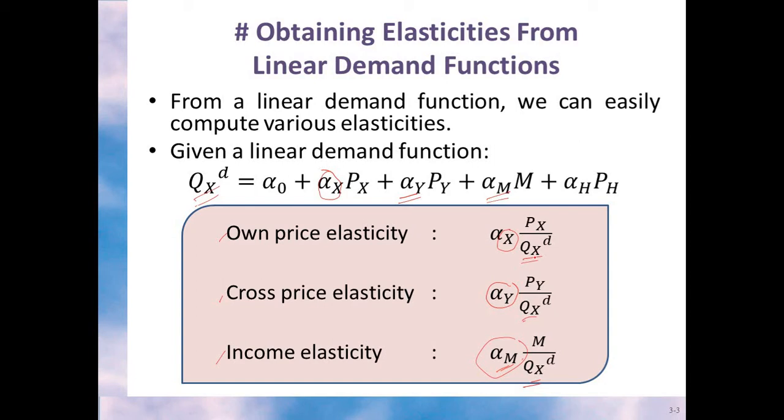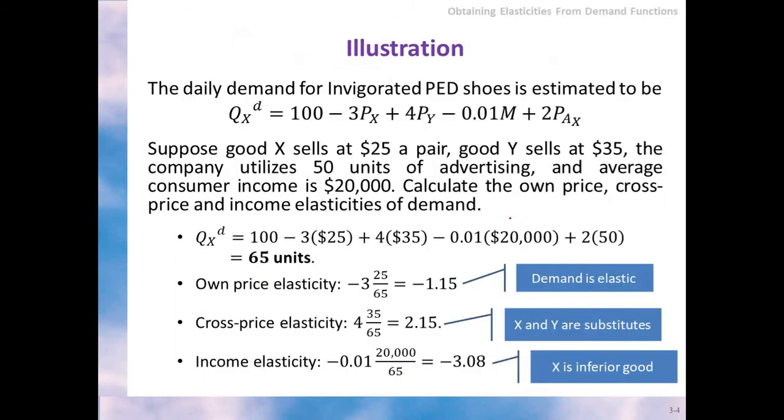Another difference is the numerator. For own price elasticity we take the Px, for the cross price we take the Py, and for the income of course we take the m. We get all these values from this function. We have Px here, Py here, and income here. Let us look at an illustration to see it clearer.